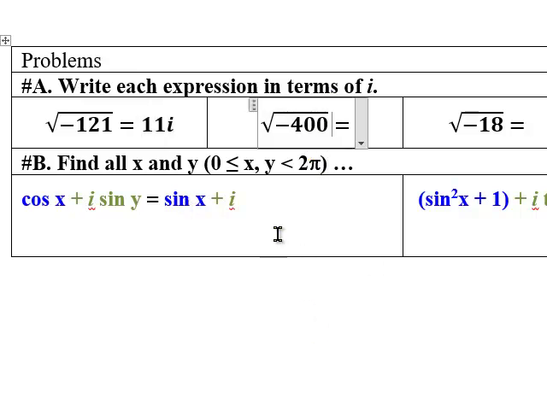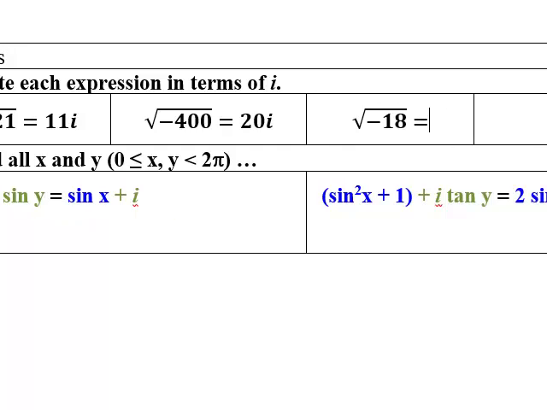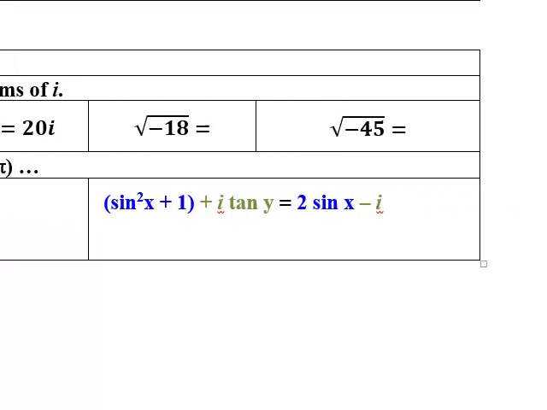Square root of negative 400. Square root of 400 is 20. Square root of negative 1 is i, so 20i. Square root of negative 18, and I have to shift this over here. There we go. So square root of negative 18 is square root of negative 1, again, is i. And then square root of 18 is square root of 2 times 9. Square root of 9 is 3. So 3 goes to the front, and 2 stays on the radical. So it's 3 times the square root of 2 times i.